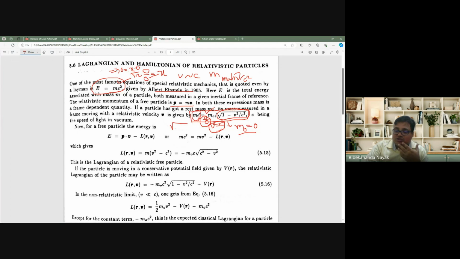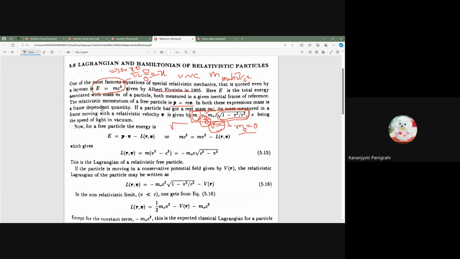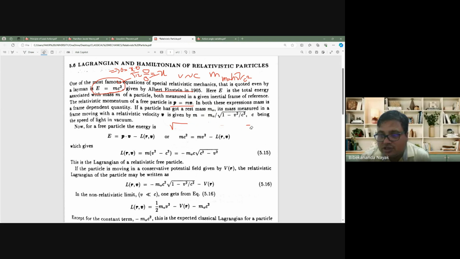So mass is not always 0. For a moving photon, it has some mass. For any other massless particles, if it is moving with velocity c, then it has some mass. Yes, sir. So this is a very important equation. Okay, then we go to our topic.